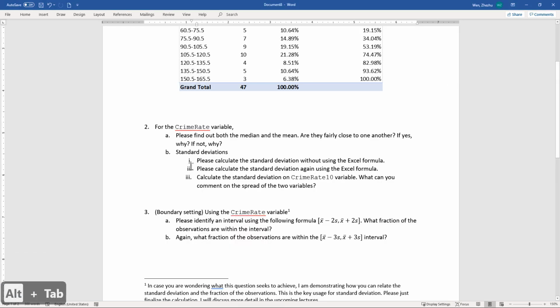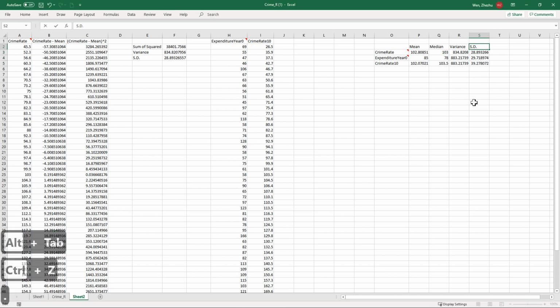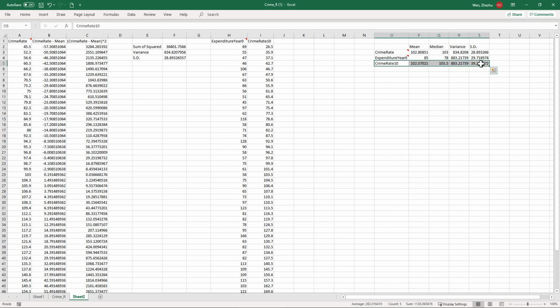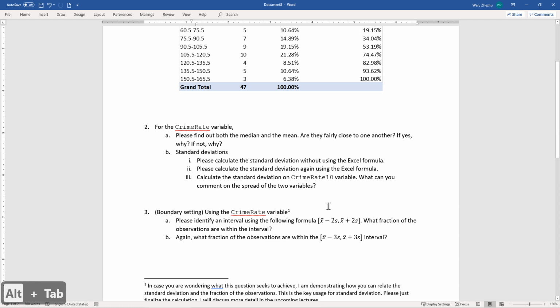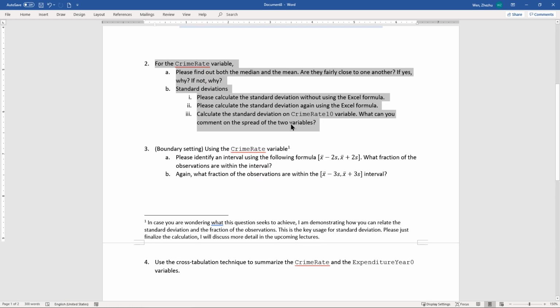We're done with number 1 and number 2. And calculate the standard deviation on this variable. What can you comment on the spread of the two variables? So we already calculated the standard deviation of the crime rate 10 variable using the formula, which is STDV.S. So obviously, after 10 years, crime rate has a larger standard deviation. Crime rates has a smaller standard deviation. And what does it mean? You can just write down your answer based on your understanding about what standard deviation does. Okay? That kind of concludes number 2.